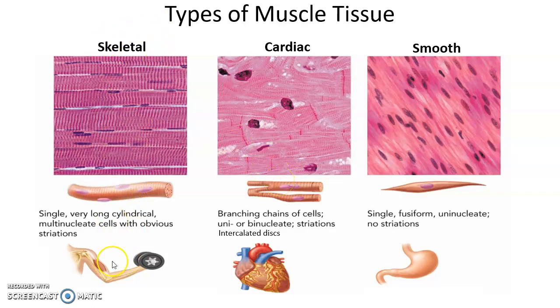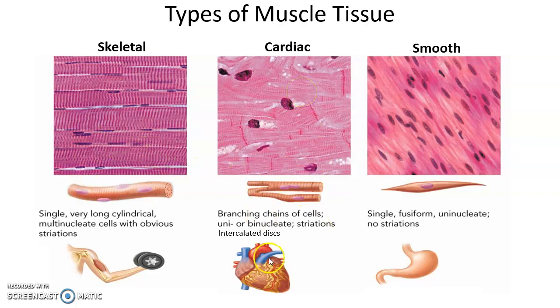There's skeletal muscle tissue with very long columnar cells. These cells have striated patterns all along their length, and they have multiple nuclei per cell. These cells can be extremely long. They can be as long as the muscle itself, so sometimes they can be a foot or more in length. And they're found in skeletal muscles.